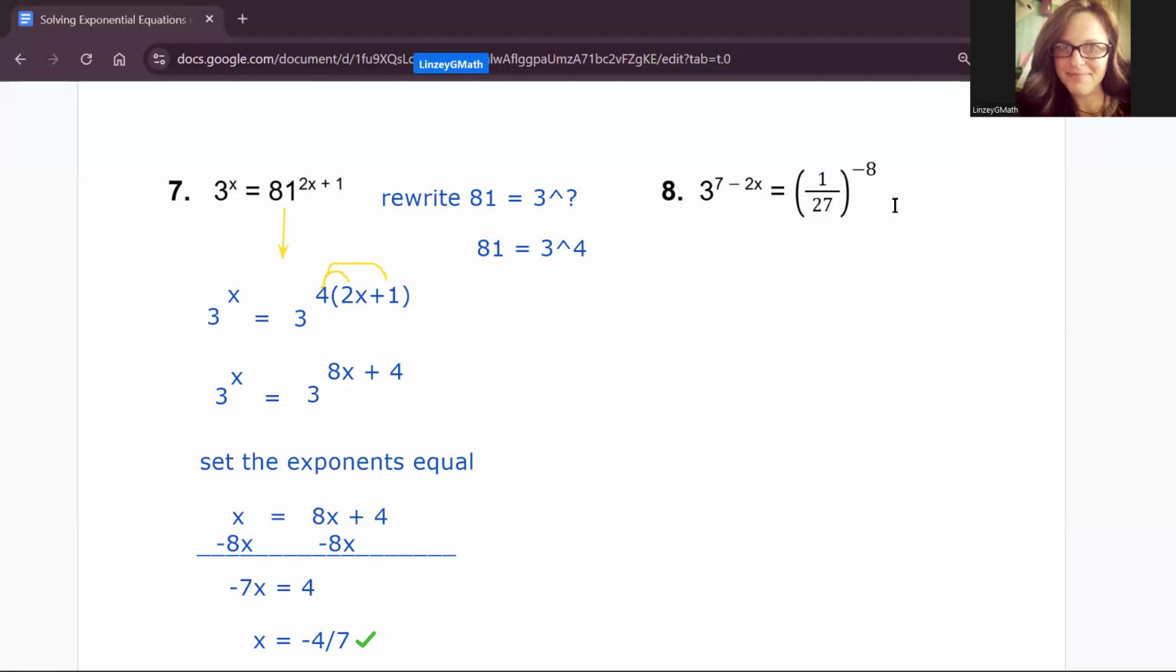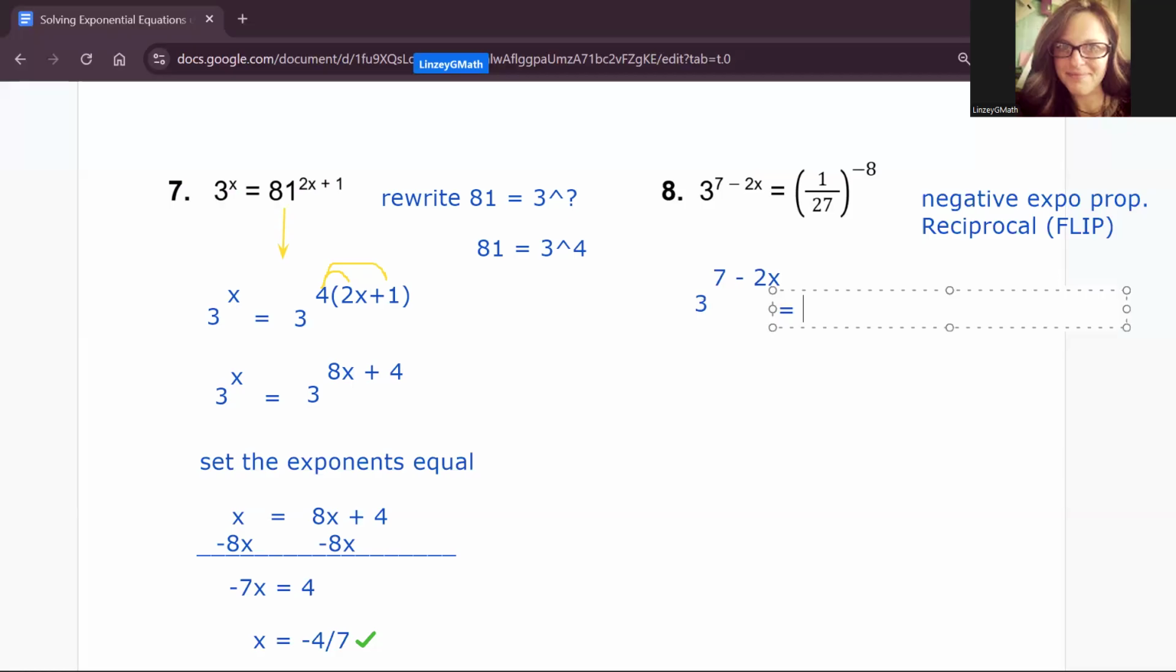Number 8, we're going to use our negative exponent property, the reciprocal. Flip the fraction. So I can rewrite the right-hand side. If we flip the fraction 1/27, we get 27. And then we'll change the exponent to the opposite sign. So 27 raised to the positive 8th power.